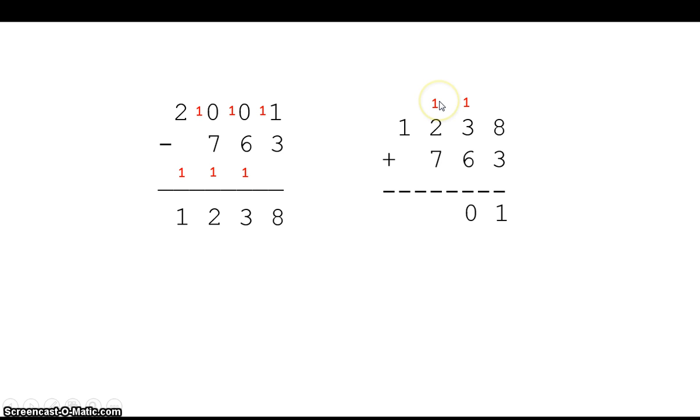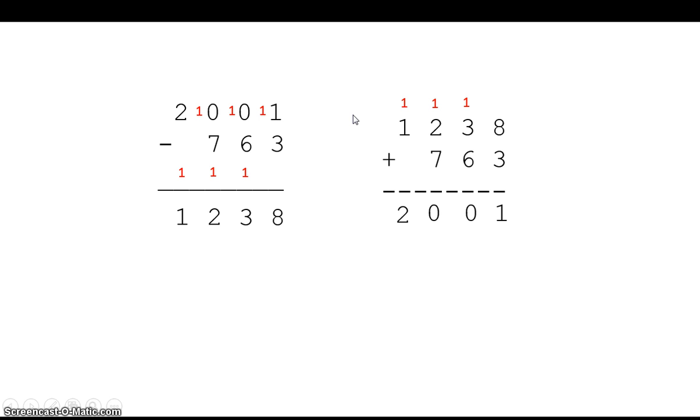I now add the hundreds place digits. 1 plus 2 is 3 plus 7 is 10 hundreds. I carry the 10 hundreds into the thousands place with a 1. 1 plus 1 is 2 thousands. And again, notice that my result, 2001, is exactly the same as what I started with in the subtraction problem.